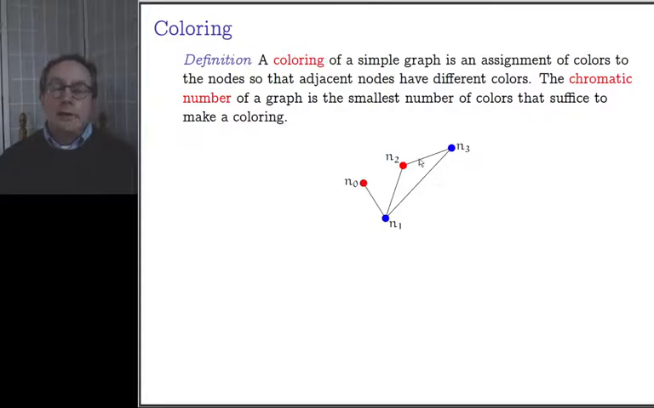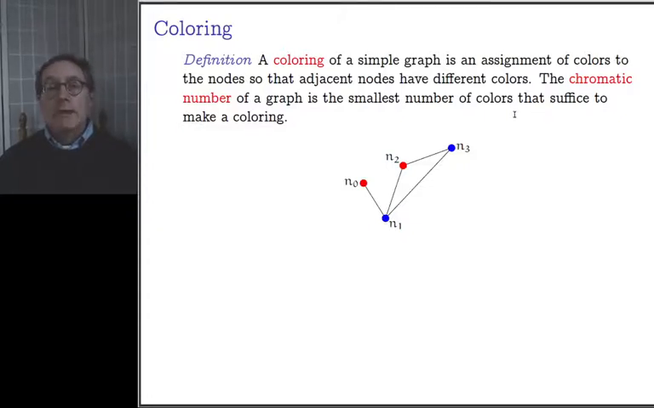Never is it the case that a red is connected to red. However, you'll notice that I did not successfully two-color this because I have a blue connected to a blue. Now, if you give me an additional color, if, for example, you took N1 and made it green, why now I'm golden, and now I have a three coloring.